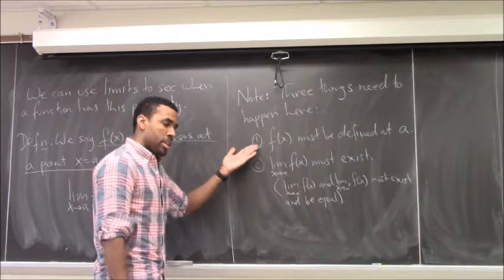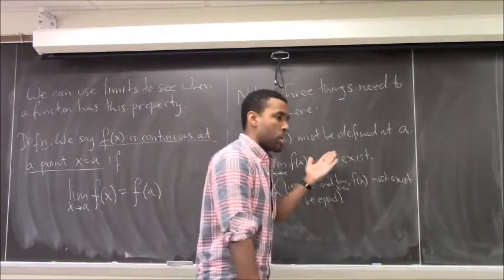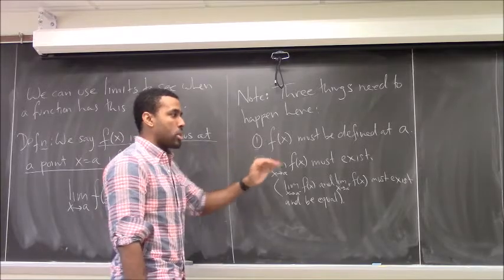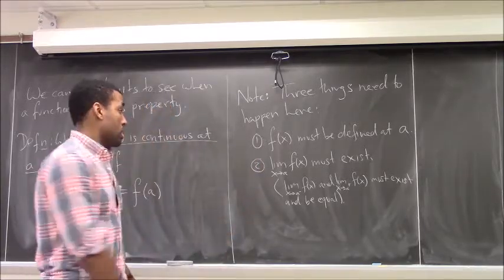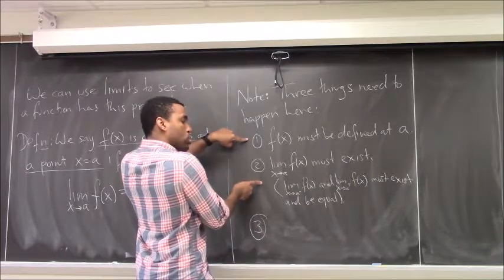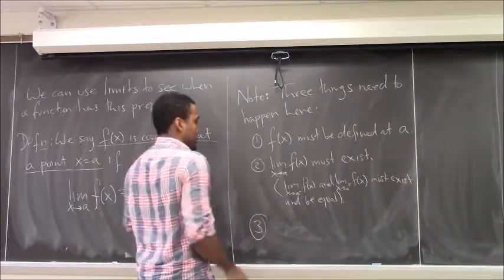So the function must be defined at the point, the hole needs to be filled in wherever you're at the point, and the limit must exist at the point, meaning as you're approaching that point, you must be able to get a y value output. Thirdly, these two things have to agree on what their answers are.